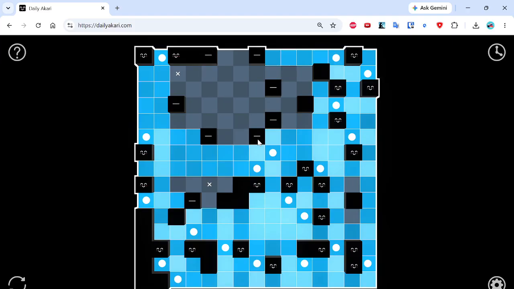Now for this one, I have 4 home cells here, and 1, 2, 3, 4 lines. So we can cross off these. But we can also do 1, 2, 3, 4 red lines. So we cross off these. Corner here.